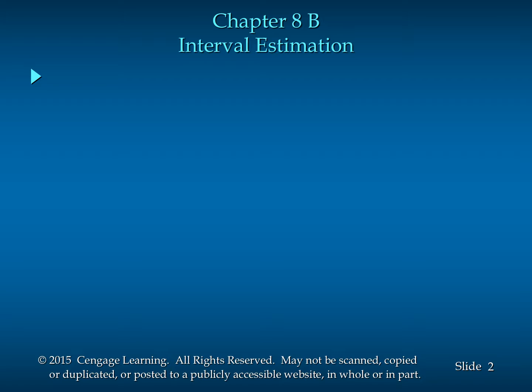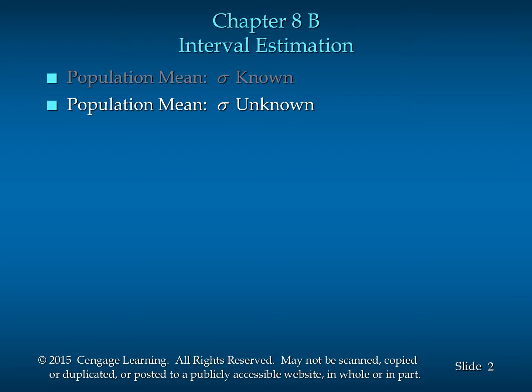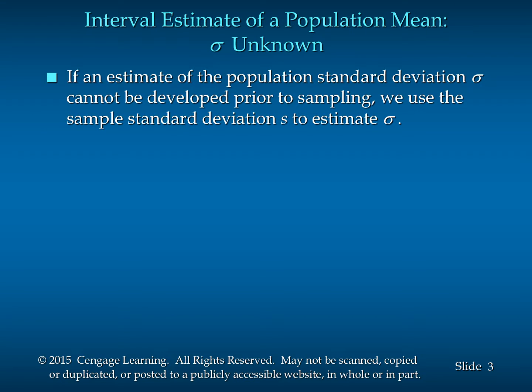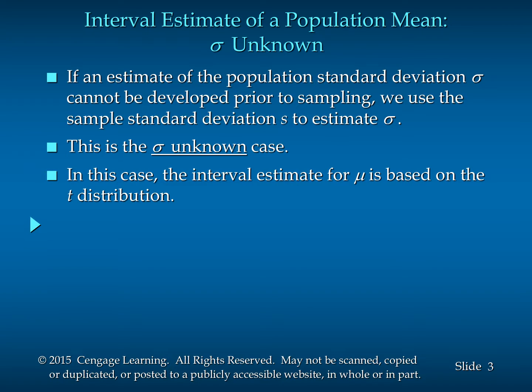In the preceding lecture, we discussed confidence intervals around a sample mean where the population standard deviation sigma was known. In this lecture, we will take that concept and apply it to the situation where we do not know the population standard deviation. When we know the population standard deviation, we base confidence intervals on the z distribution. In this sigma unknown case, we will use instead the t distribution.